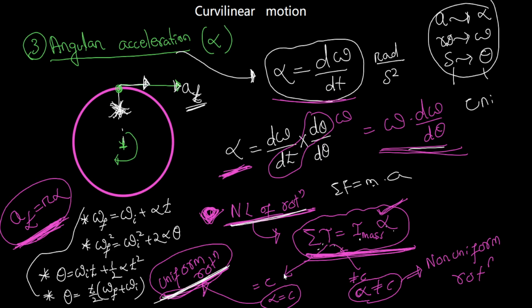So if the torque is constant, then alpha will be constant. If torque is not constant, alpha will not be constant. It will be non-uniform motion. If it is non-uniform motion, you have to use the general definition, like alpha is equal to d omega by dt or alpha is equal to omega d omega by d theta. If it is a uniform motion, you can use these four equations, like v is equal to u plus at. So you have to replace this one. v will be replaced with omega, acceleration will be replaced with alpha, s will be replaced with theta. These are the terms related to angular motion.